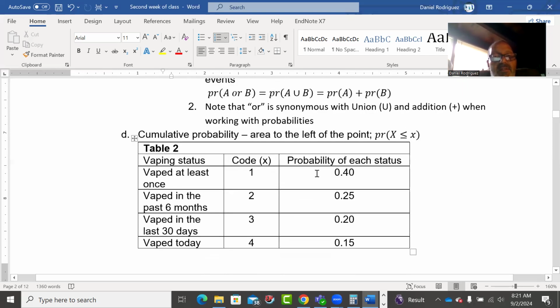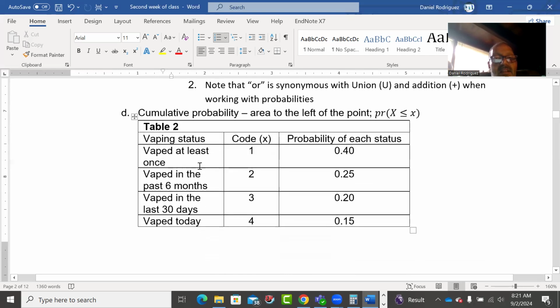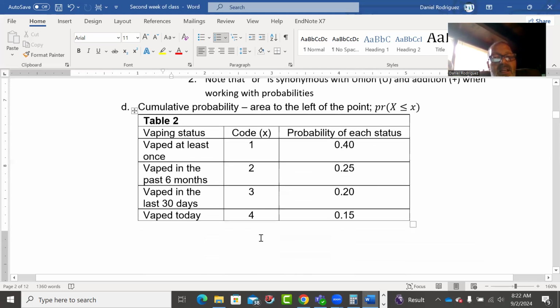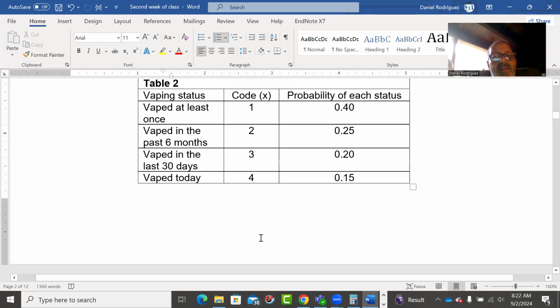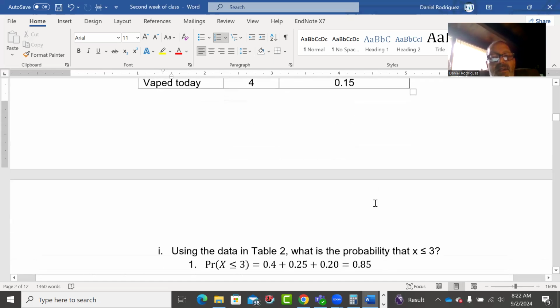Here's an example of cumulative probability where we can add things together. Like we have this vaping variable where we have vaping status: vaped at least once, vaped in the past 6 months, vaped in the last 30 days, vaped today. So there's 4 different levels of vaping. And each one has its probability. Like for instance, it's a 15% chance that, again, if I want to convert this to a percent, I multiply by 100, a 15% chance that somebody vaped today, right?